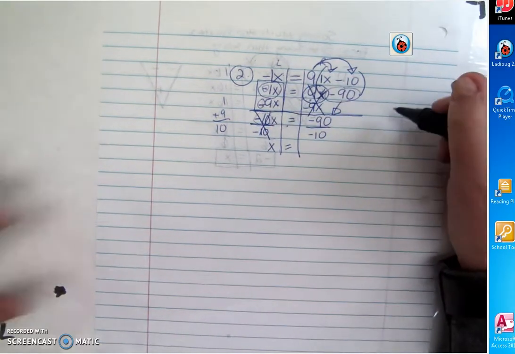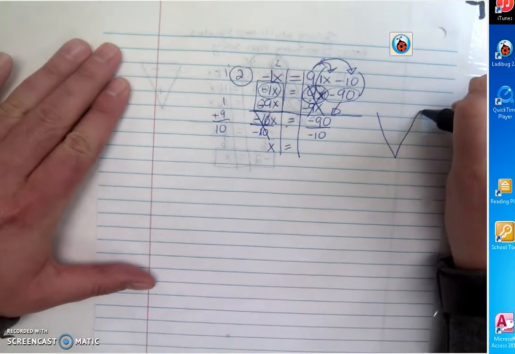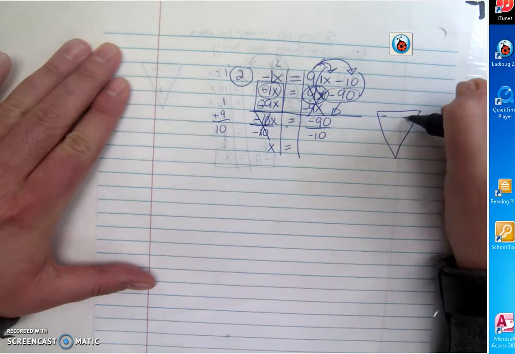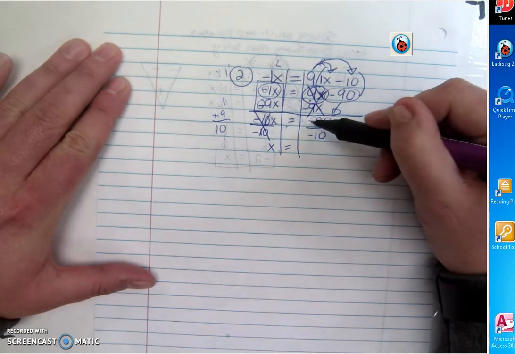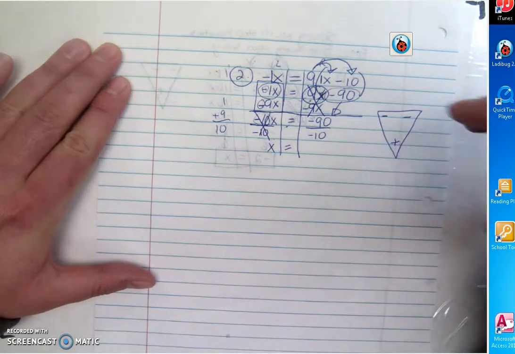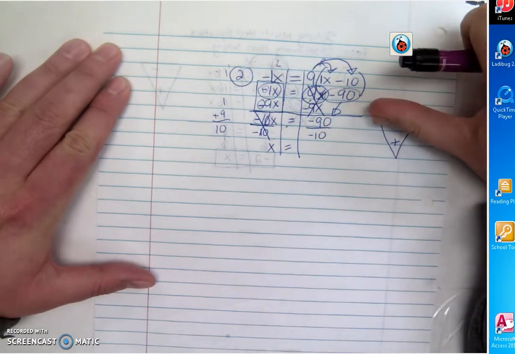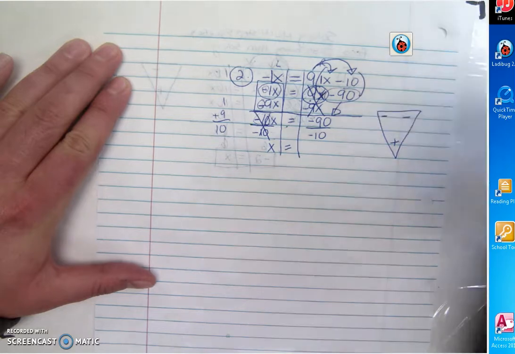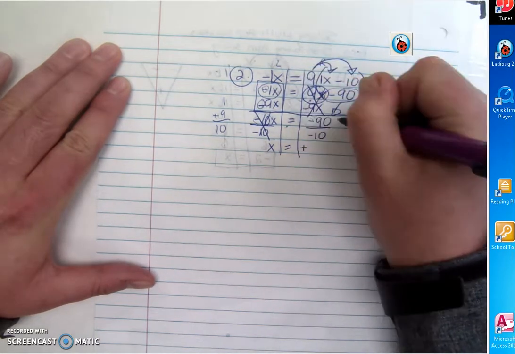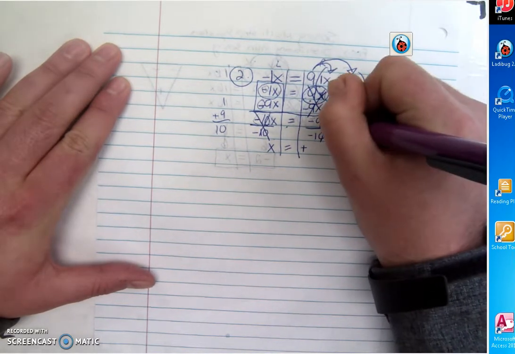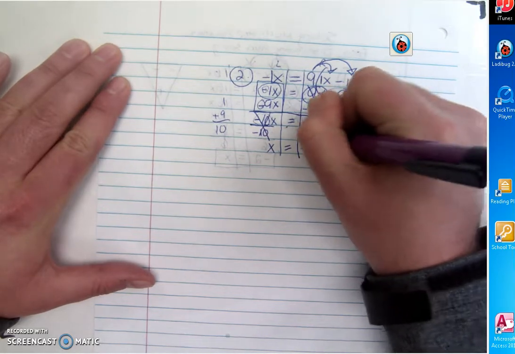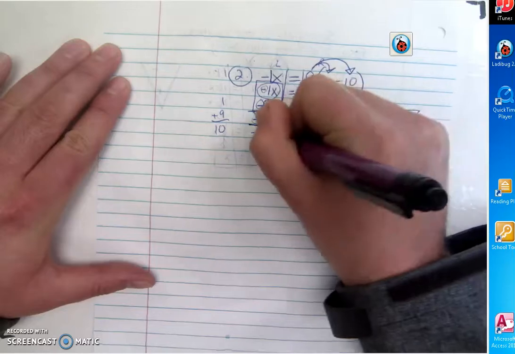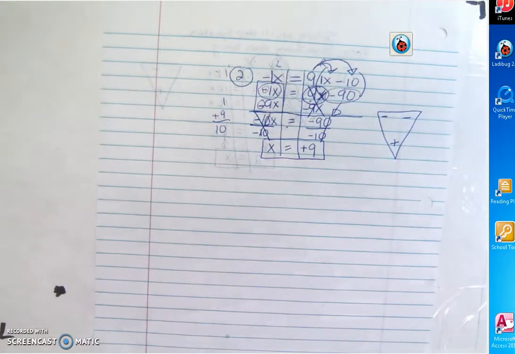And again, if you struggle with multiplying and dividing positive and negative numbers, take a look. We have a negative divided by a negative. So let's go to the triangle and cover up our two negatives. And we're left with a positive. And then zeros can cancel. 90 divided by 10 is 9. So our answer is x equals positive 9.